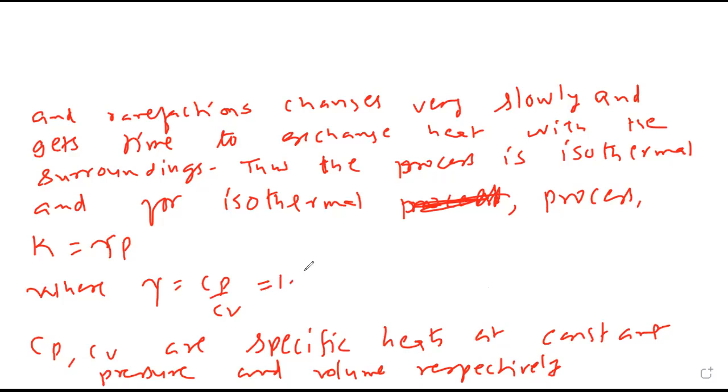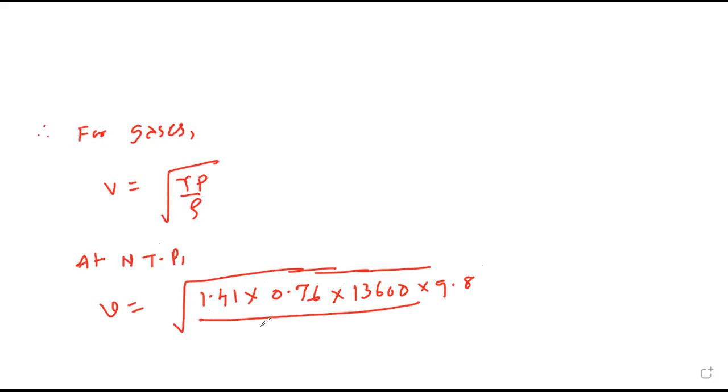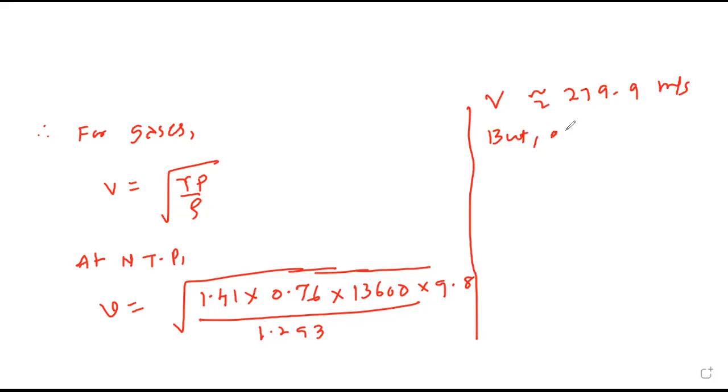Cp upon Cv, just write down this value is 1.41. Therefore, for gases, V will be root of gamma P by rho. So at NTP, V equals to root of gamma 1.41 times atmospheric pressure, which is 0.76 meter height of mercury, 13,600 into 9.8, and rho is 1.293 for air. This is found to be approximately 279.9 meter per second.